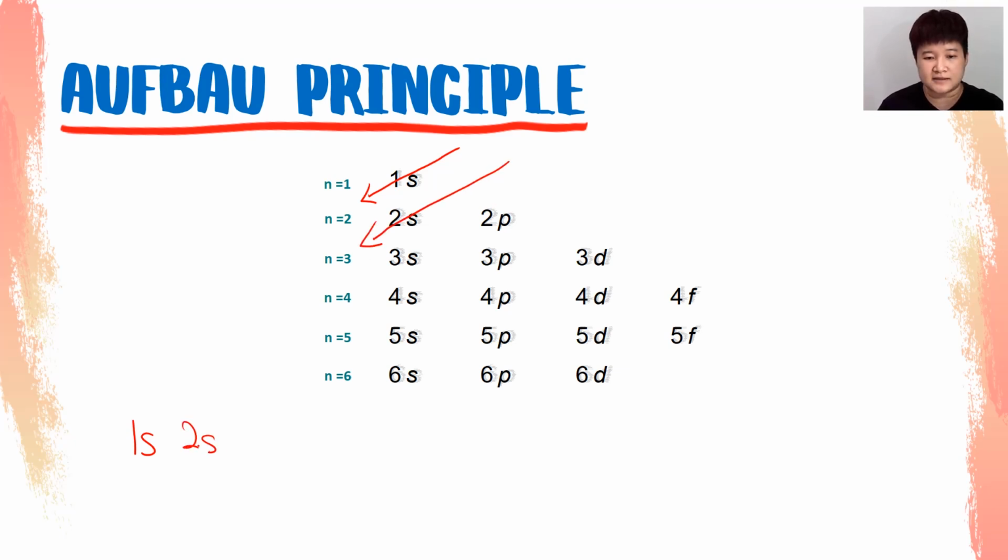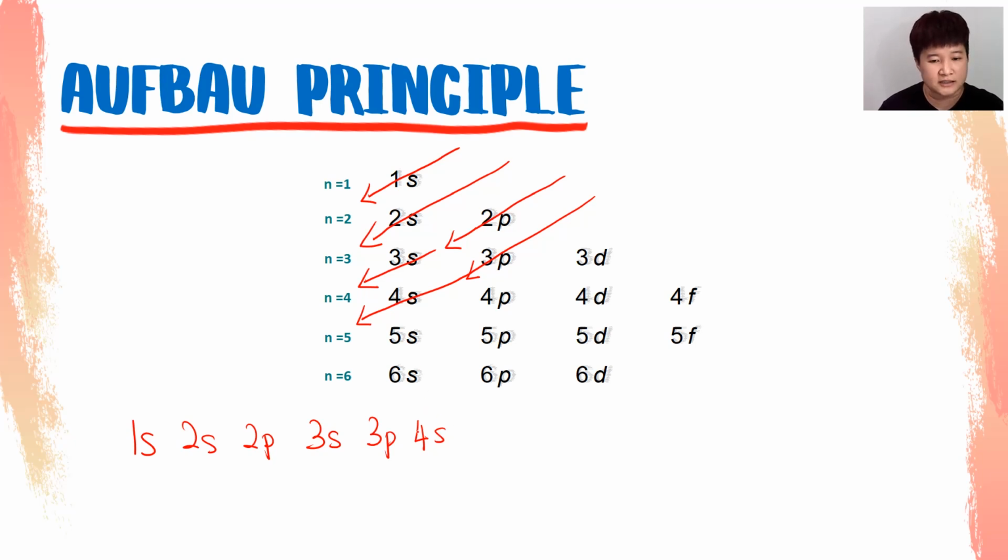And when the 2s is full with electrons, you move on to your 2p and then your 3s, all the way down. So you fill your 2p and then you fill your 3s. When your 3s is fully filled, you move on to your 3p and 4s. Can you see the catch over here? After the 3p, you will proceed with the 4s.